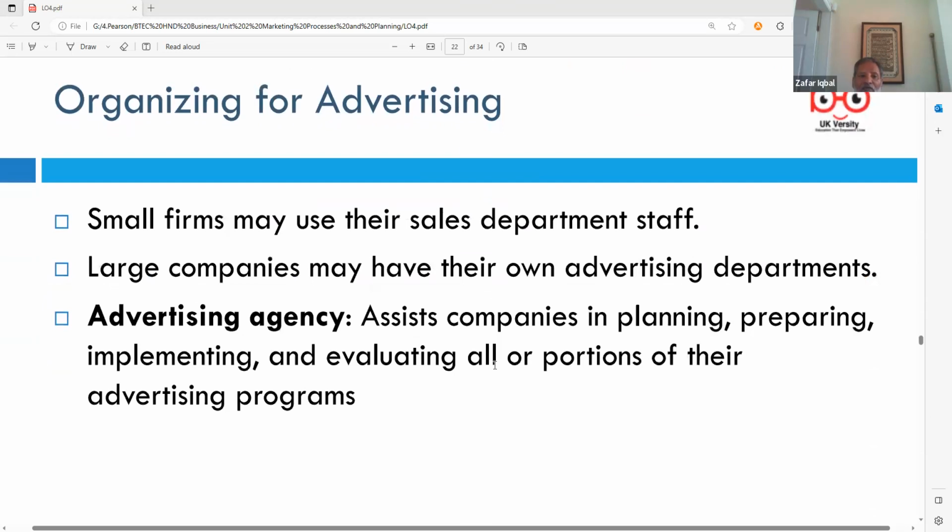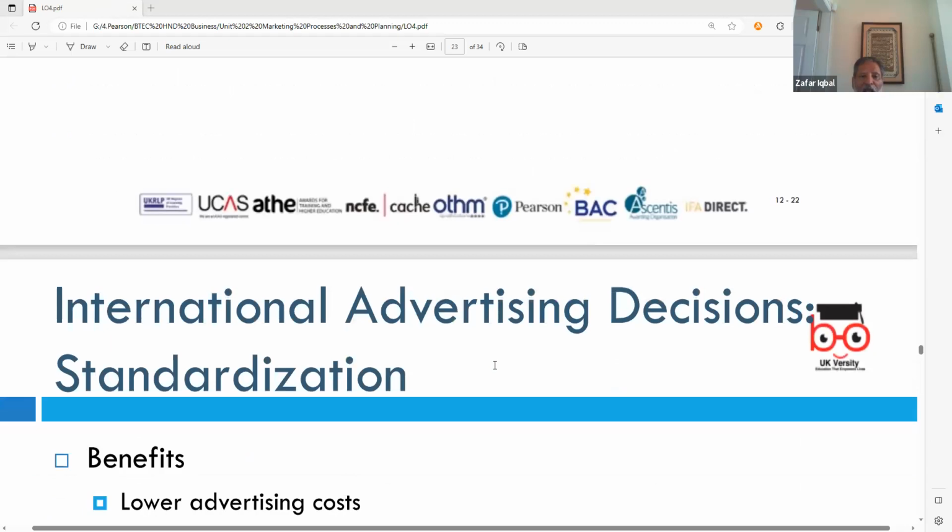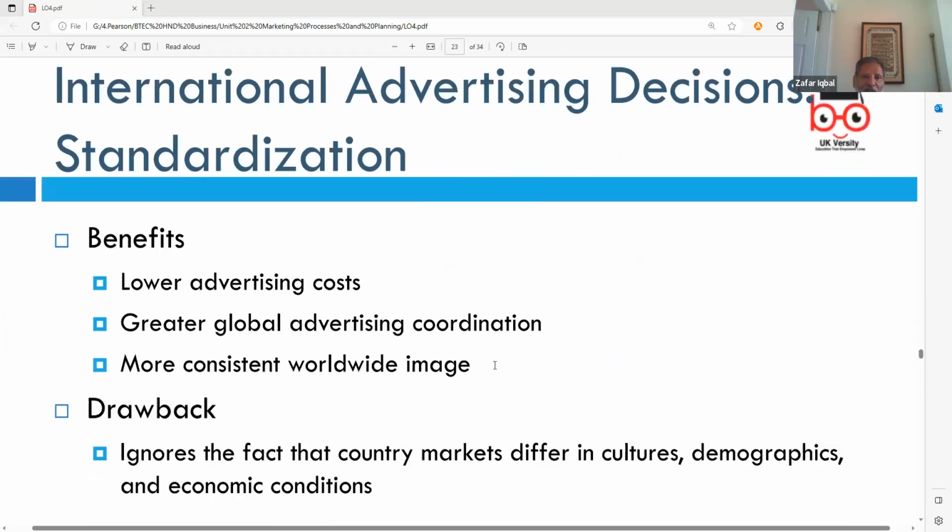You must also look at other advertising agencies. You look for smaller firms, you look at the larger companies, you look at their planning, their preparing and evaluating of all these programs, and you can make sure that you organize your advertising accordingly. When we are advertising, you also need to look at the standardization of international advertising decisions, and whether you're going to advertise locally, nationally or internationally. It depends on the benefits and drawbacks.